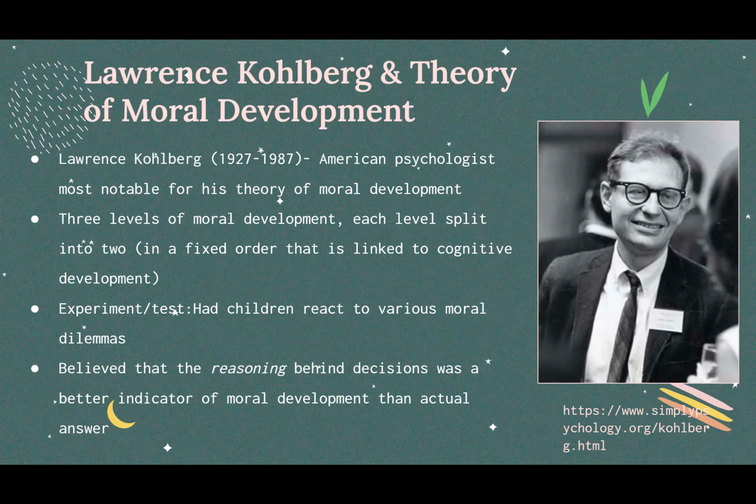So in his theory, there are 3 levels of moral development, and each level is split into 2, and it runs in a fixed order that is linked to the cognitive development as one continues to age. So how he ran this experiment was he wanted children to react to various moral dilemmas.